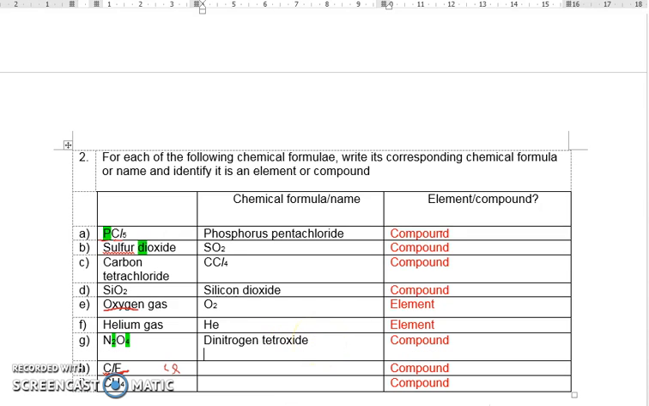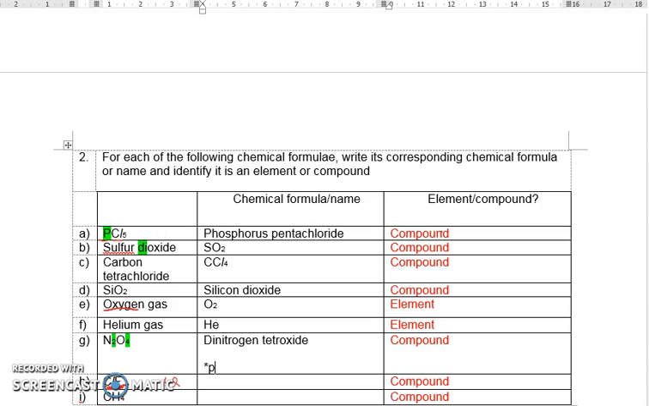Now this is very similar to if we have 5 oxygens, for example, pentaoxide. Okay, we do not use this. We actually say that it is pentoxide, without the A.